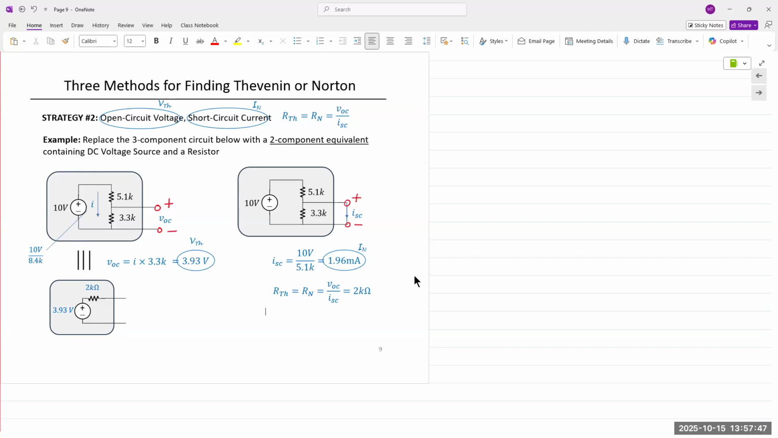Because Thevenin voltage, as you see here, what does it say? Open circuit voltage, right? Open circuit voltage.